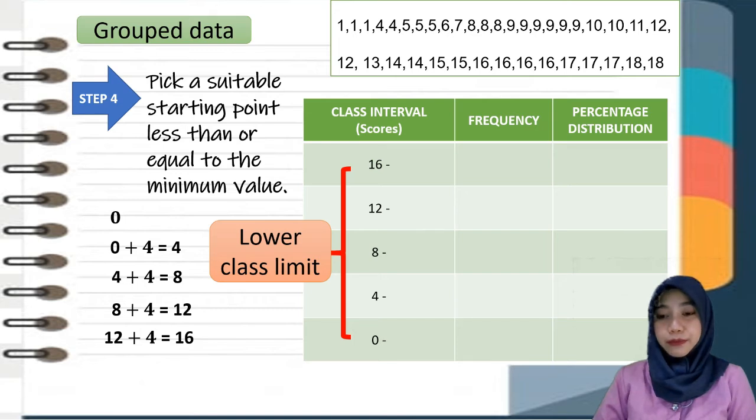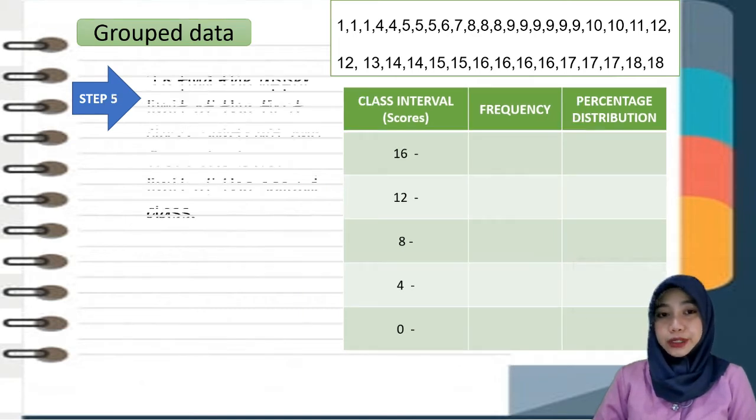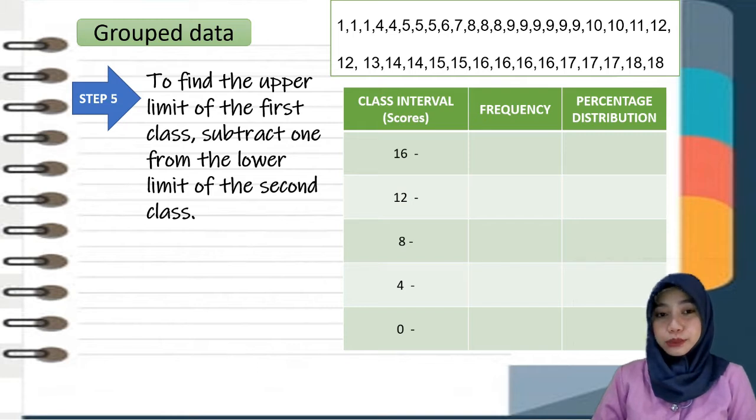And then we have step 5. To find the upper limit of the first class, subtract 1 from the lower limit of the second class. A while ago, we have the lower limits of 16, 12, 8, 4, and 0. And it says here that for us to be able to get the upper class limit, we will use 4, and then we will subtract 1 from it. So 4 minus 1 is 3. And we will write that in the first class. So that will be our first upper limit.